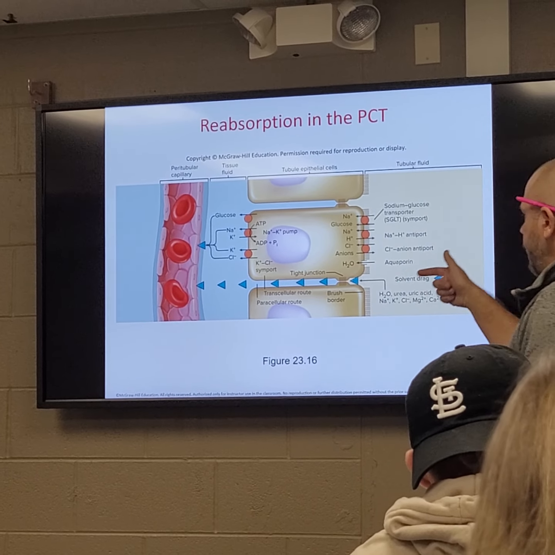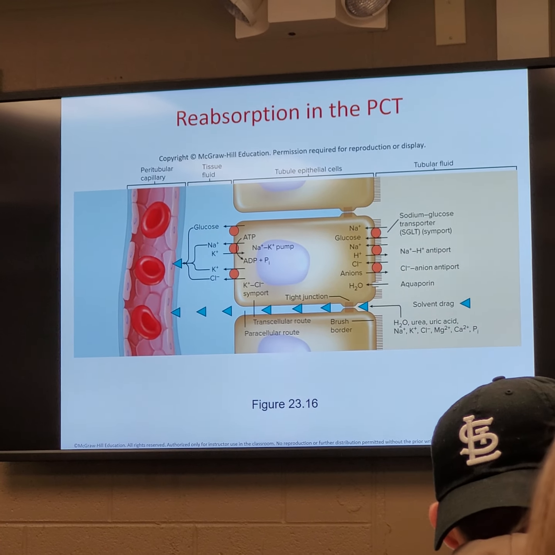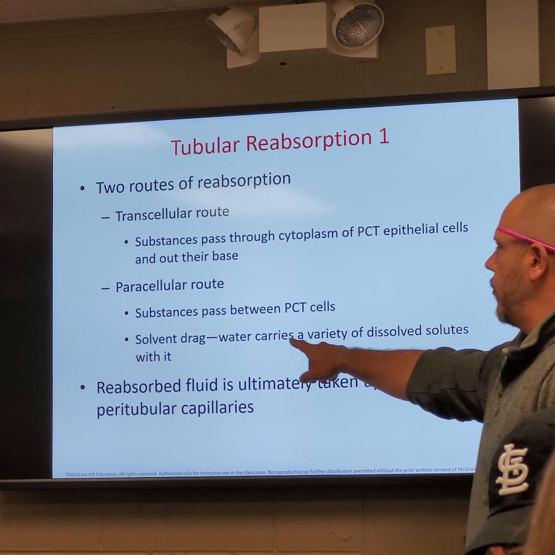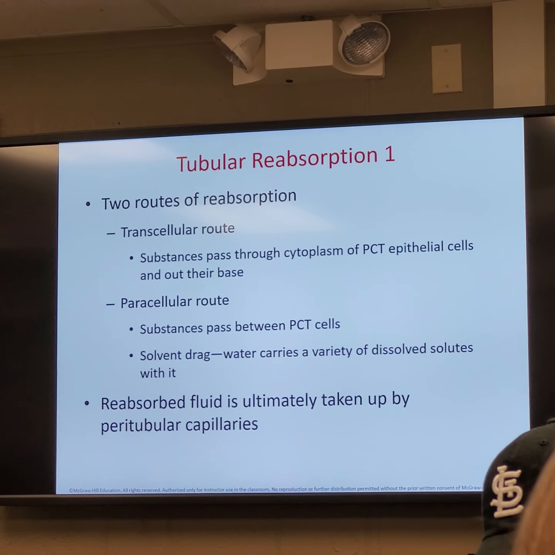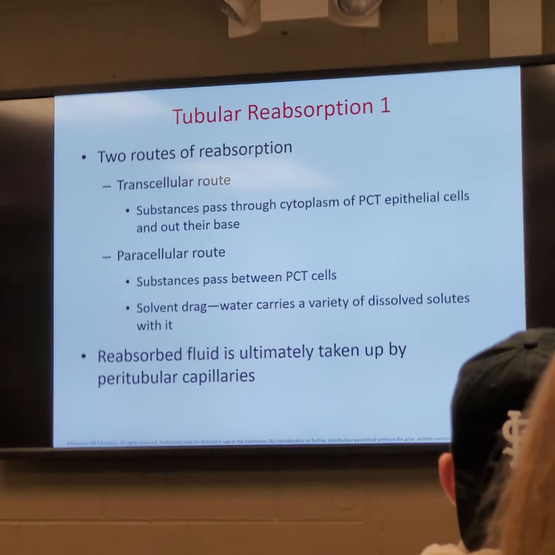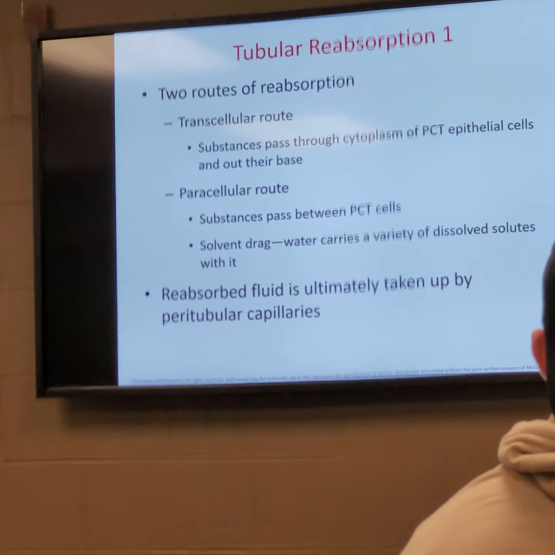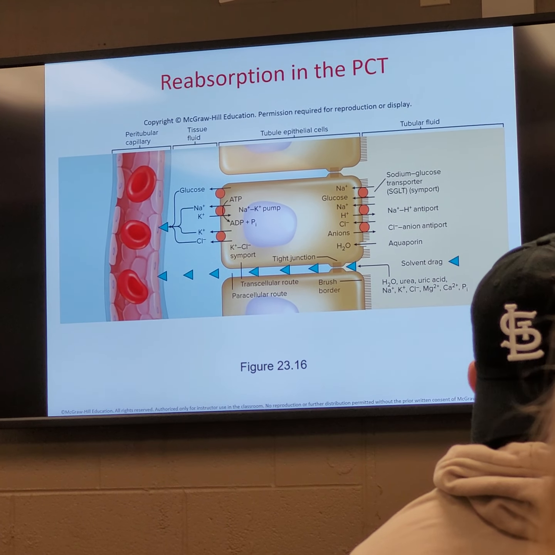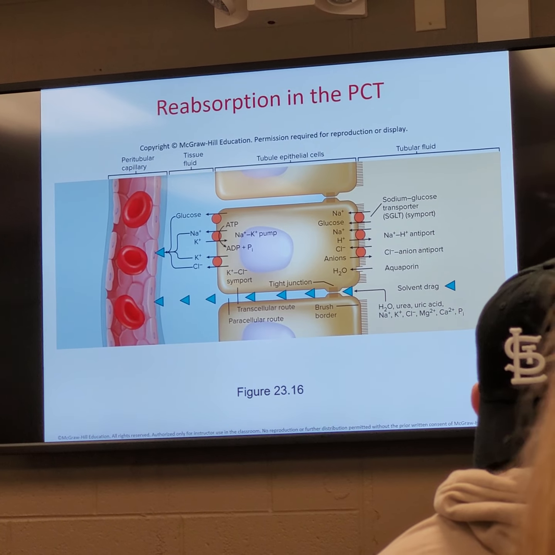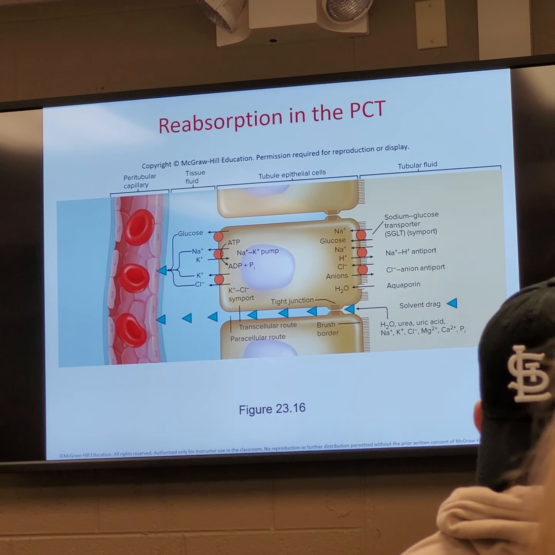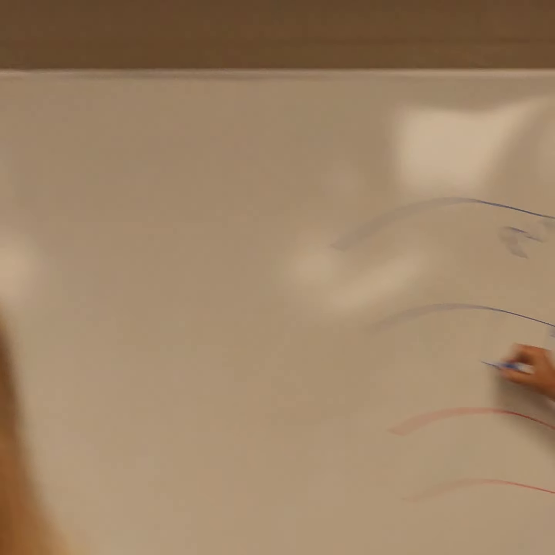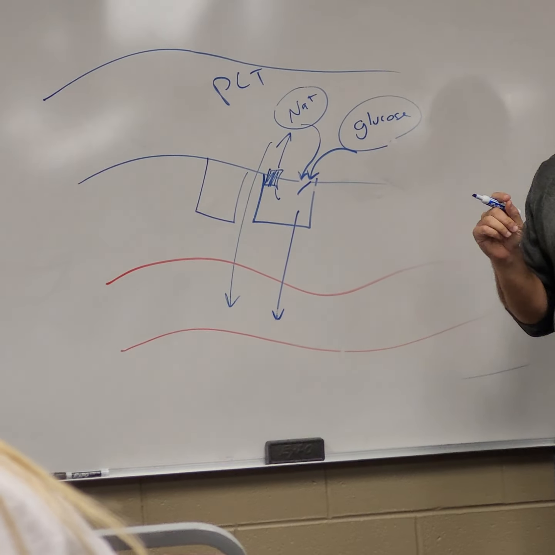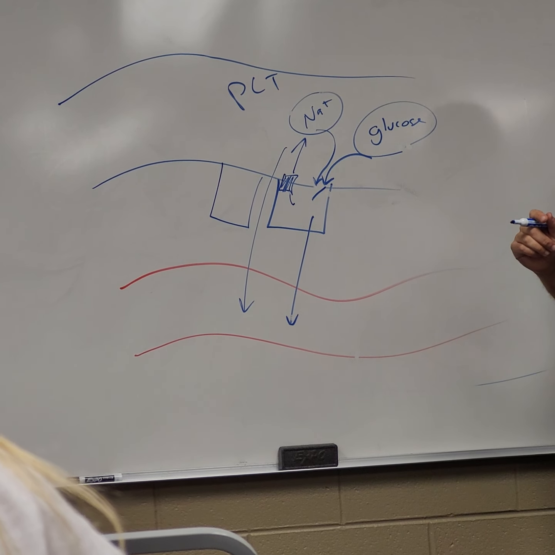Solvent drag is a concept that was just briefly mentioned right here, and I said we would come back to it. So let's discuss that one real quickly. Solvent drag is a part of the paracellular route. And if you recall, we said that in order to get materials from our proximal convoluted tubule reabsorbed into the bloodstream, we have one option of going through a cell, or we can go between the cells. So that's all the paracellular means. It means going between the cells during the reabsorption phase.